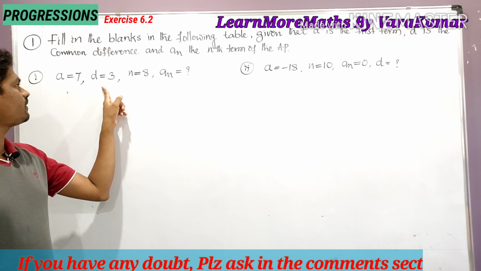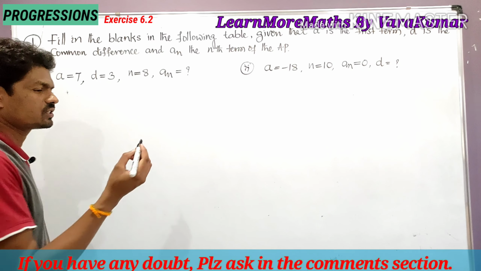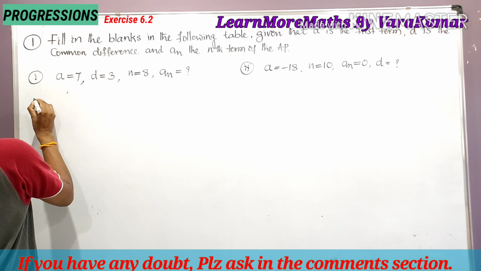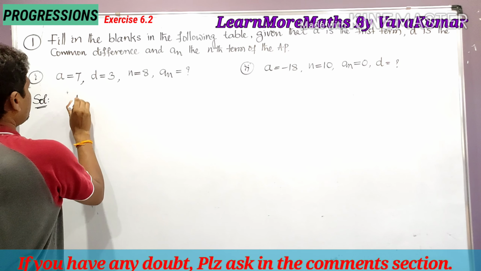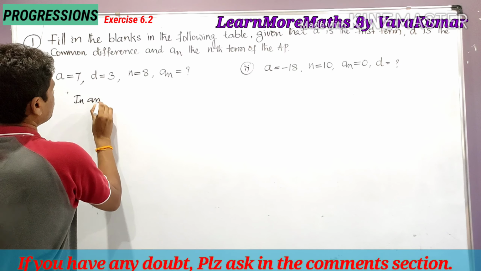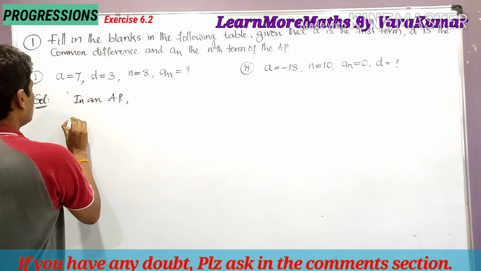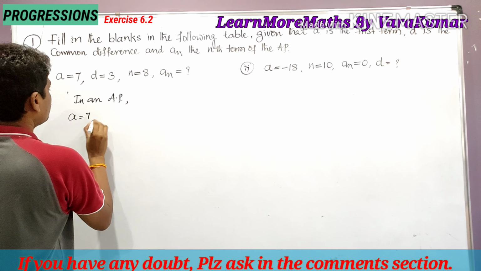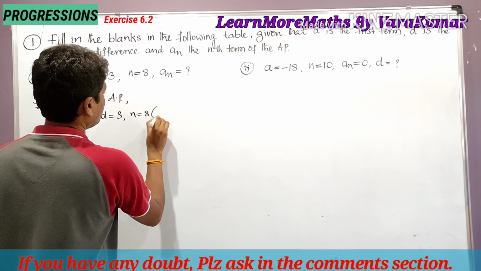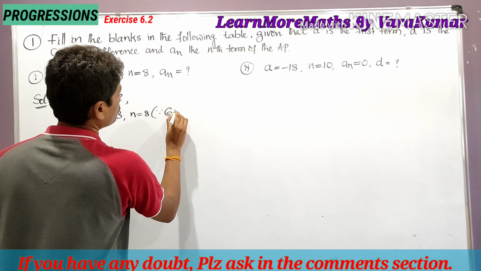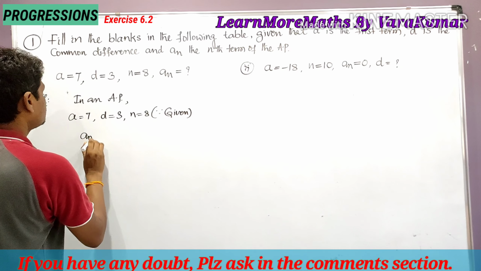This is the first one, student. A is equal to 7, D is equal to 3, N is equal to 8, AN is equal to how much he is asking. So the solution: in an AP, in an arithmetic progression. AP is what, student? Arithmetic progression. A is equal to 7 given, D is equal to 3, N is equal to 8. He has given these values to us. He is asking us to find AN.